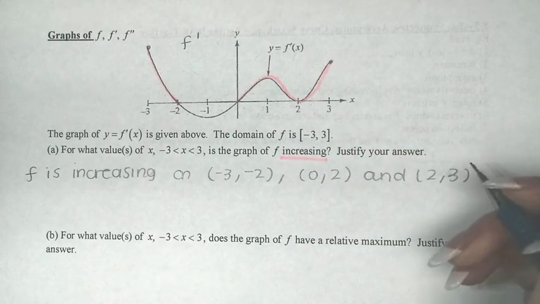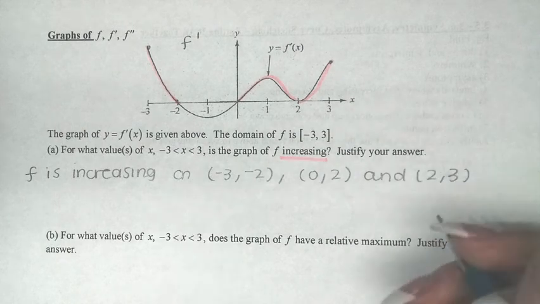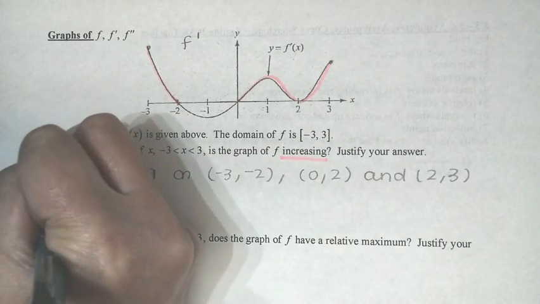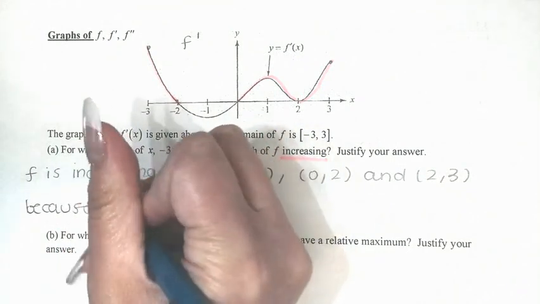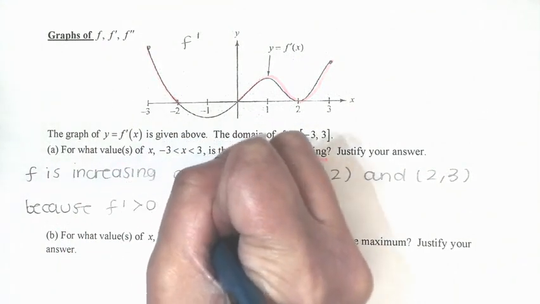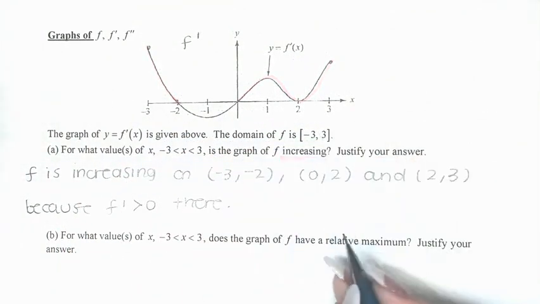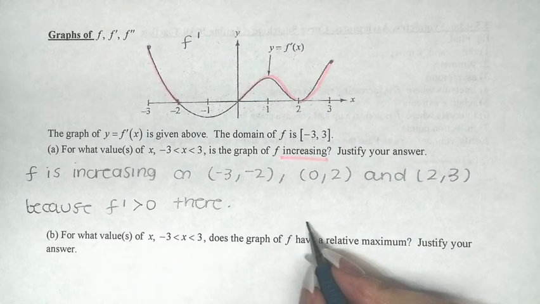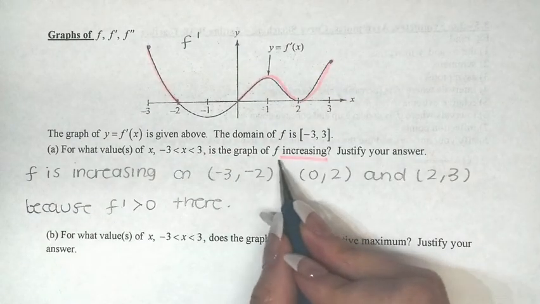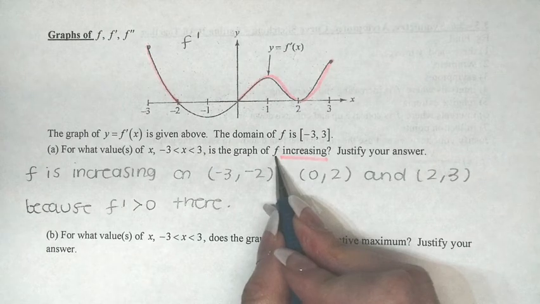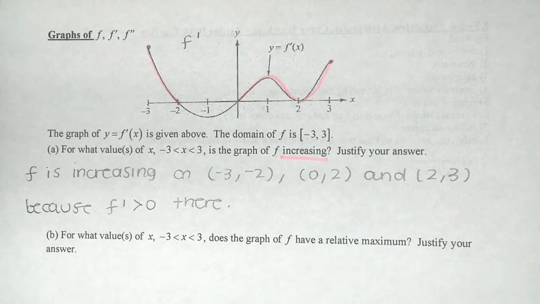Why is this going on? Because we need to justify our answer. This is happening because f prime of x is greater than 0 there. And that's pretty much it for this problem, okay? So I'm using the function that they are giving me, and I'm concluding based on the question that they are asking, okay? So let's look at part B.